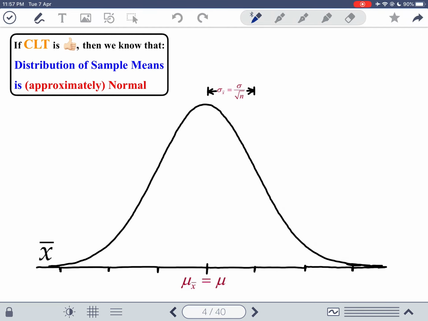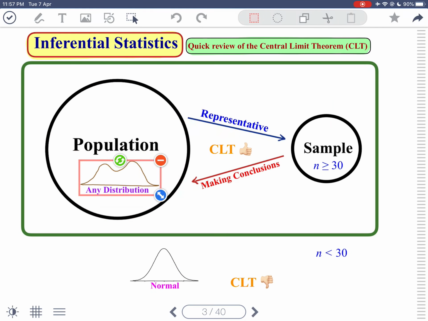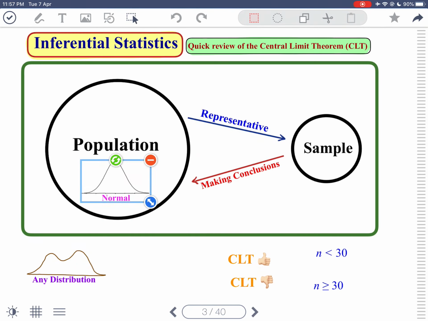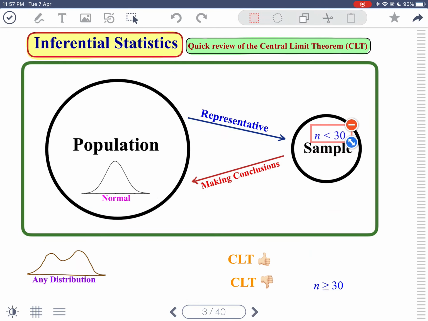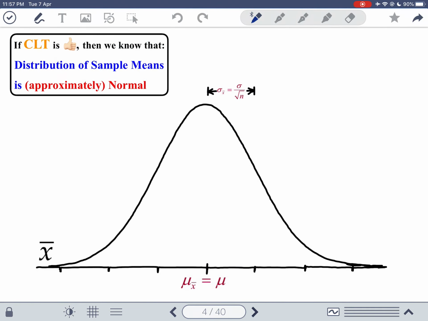And the second part that we took was that if you started with a normal population, a population that is normally distributed, then it doesn't matter whether your sample size is less than 30 or bigger than 30, the central limit theorem is going to work. And it will be precisely normal. So there is no approximately normal here. It will be precisely normal.